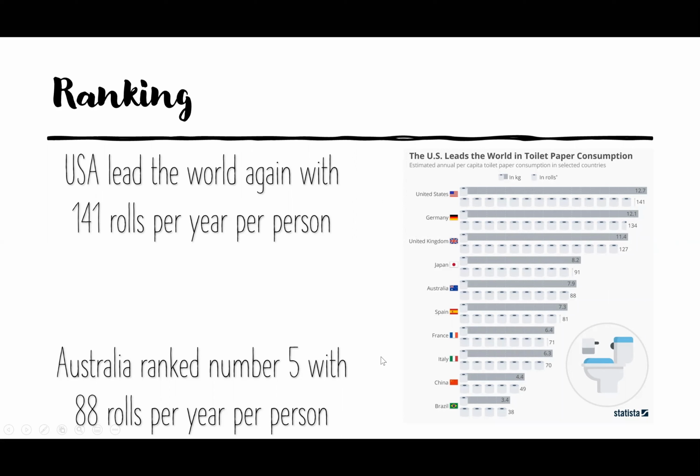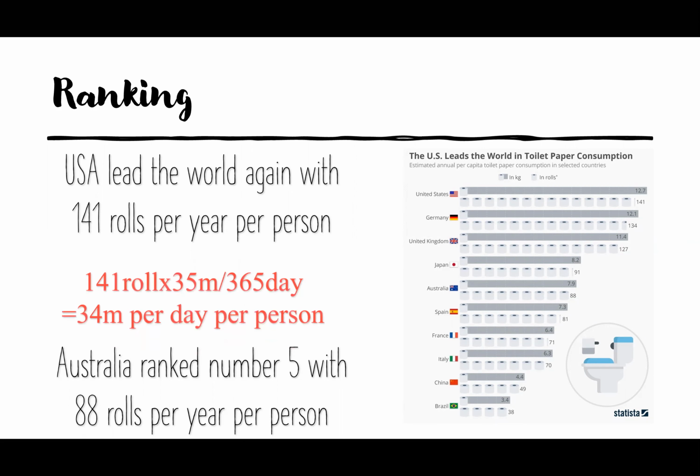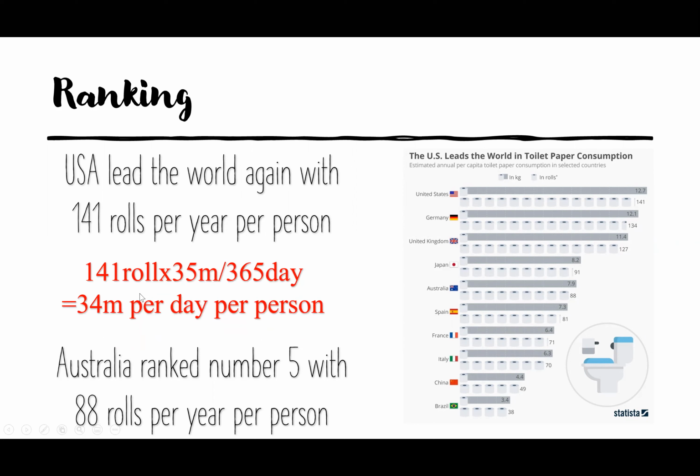What does this mean? Remember, we just did the calculations and found each roll is 35 meters. Let's do the calculations. We have 141 rolls, each roll is 35 meters, divided by 365 days, and we get the USA person uses 34 meters per day. No wonder they eat a lot.